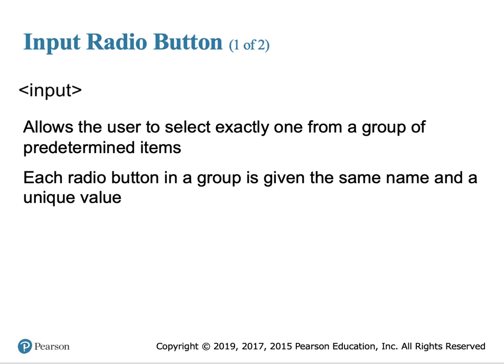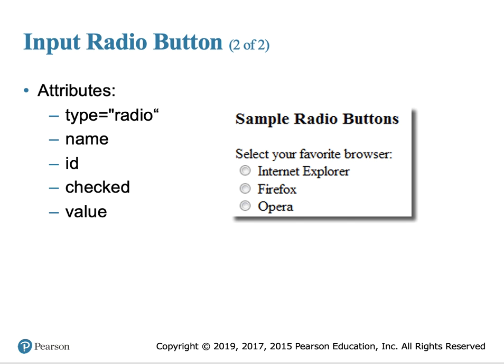The input field with the type set to radio will create radio buttons. Radio buttons allow users to select exactly one item from a group of predetermined items. An example might be for capturing age. You might have a button for under 18 and another button for 18 or older. These are mutually exclusive and only one can be selected. Each radio button in a group is given the same name but a unique value. The attribute options for the input radio button are type equals radio, name, ID, checked, and value. If you want the radio button checked on load, you would use the checked attribute.